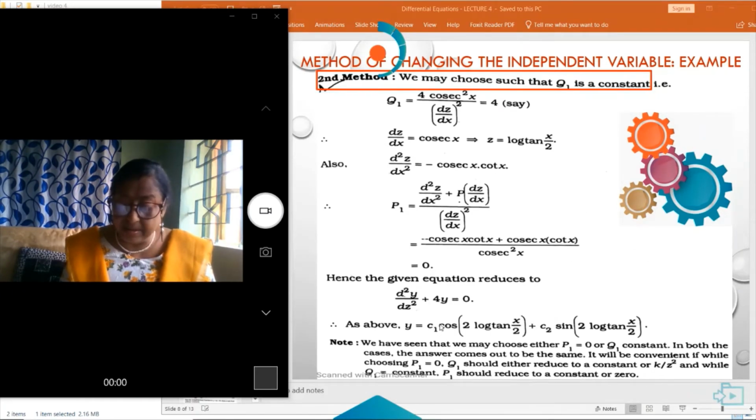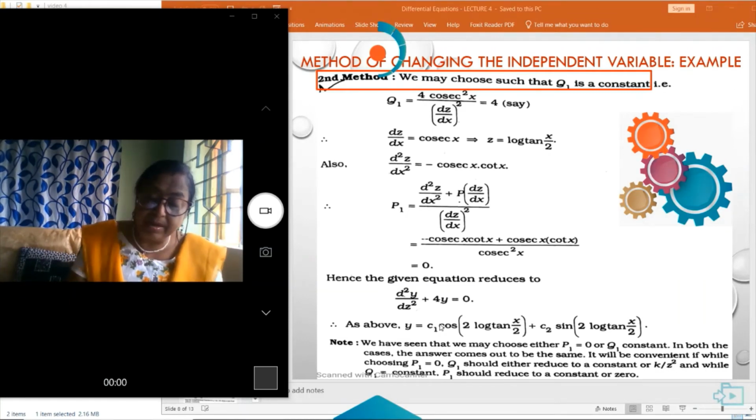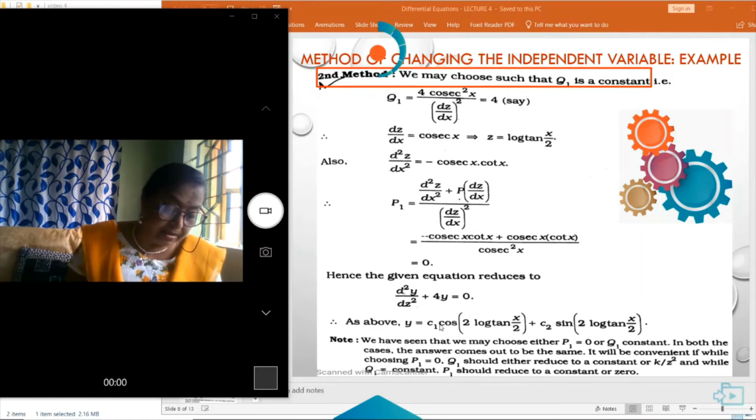And the second method is also given on your screen. You try at home. This is the method of changing the independent variable.